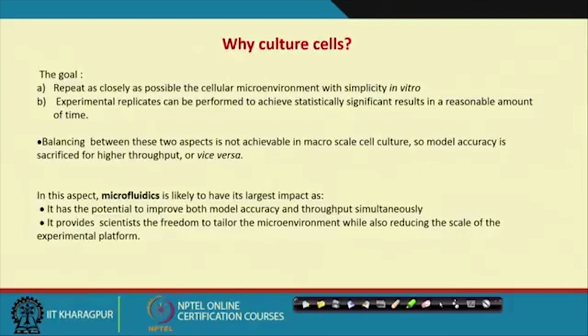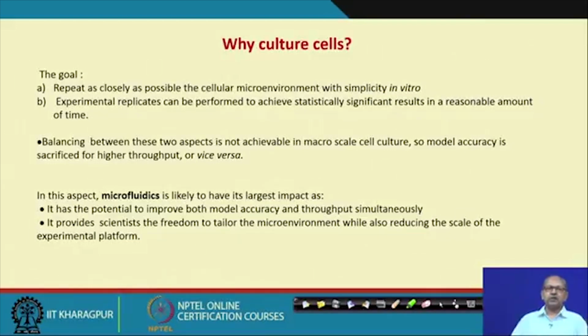So, why do we need cell culture? Basically, the goal of cell culture is to recapitulate, as closely as possible, the microenvironment present in the in vivo system in vitro, and with adequate replicas by which we can get statistically significant results in a reasonable amount of time. But balancing between these two aspects is not achievable in macro scale culture. Either you have to sacrifice the model accuracy or sacrifice the high throughput, or vice versa.